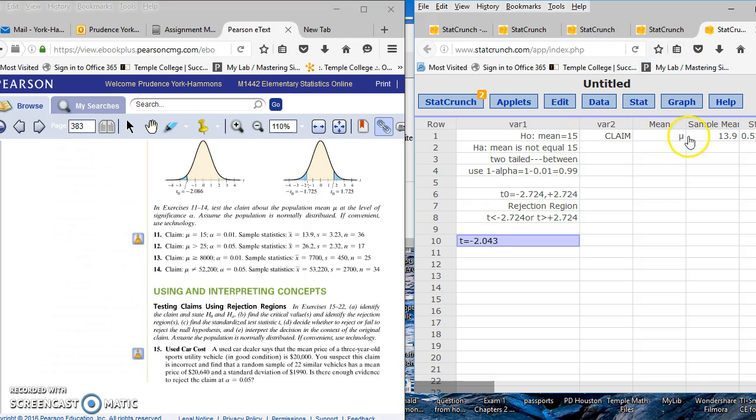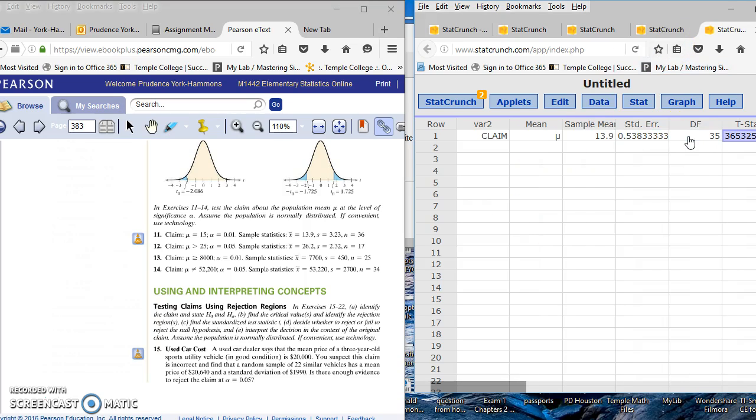Let's go back and look at that. I probably should have just copied and pasted, which I could have. Control C.